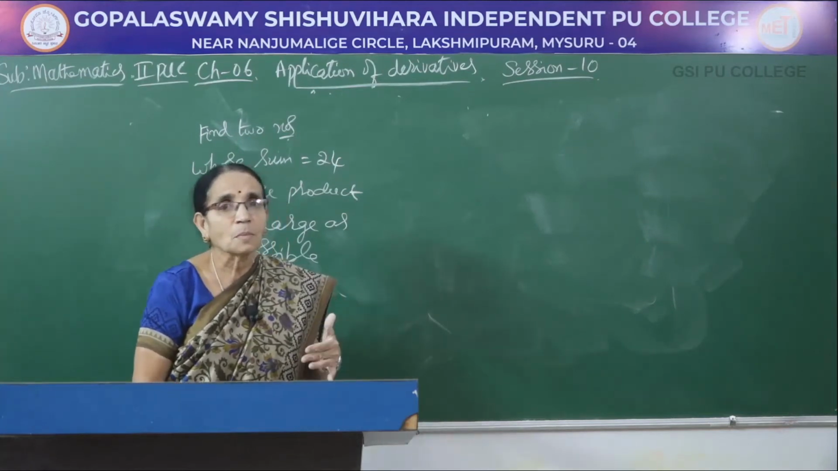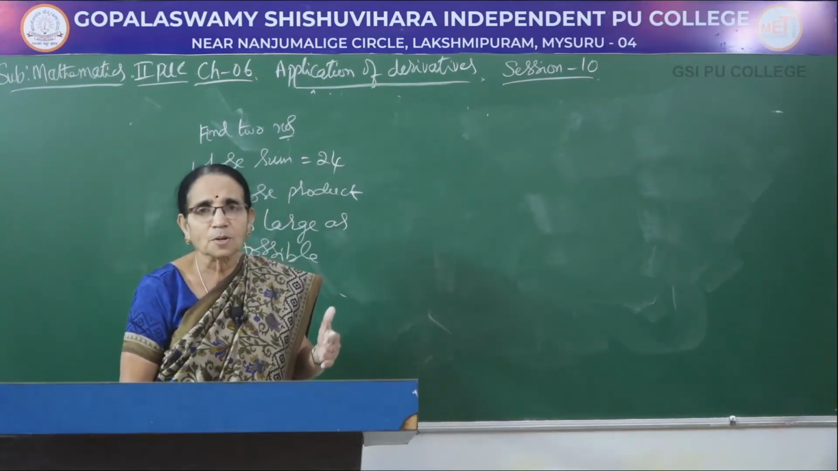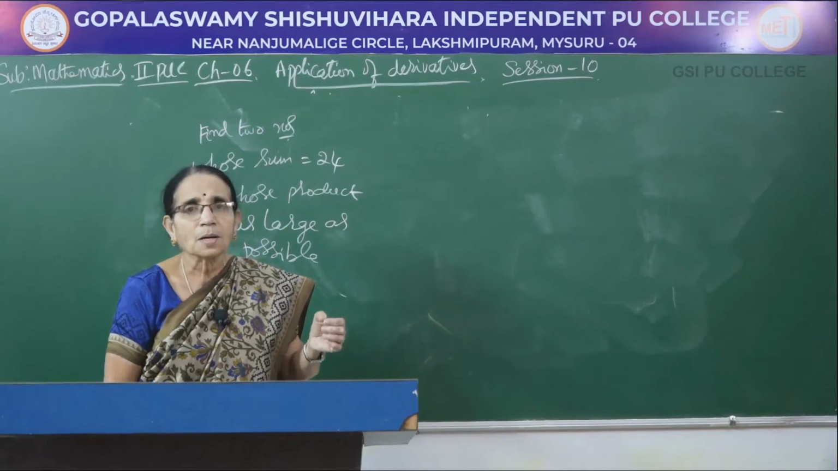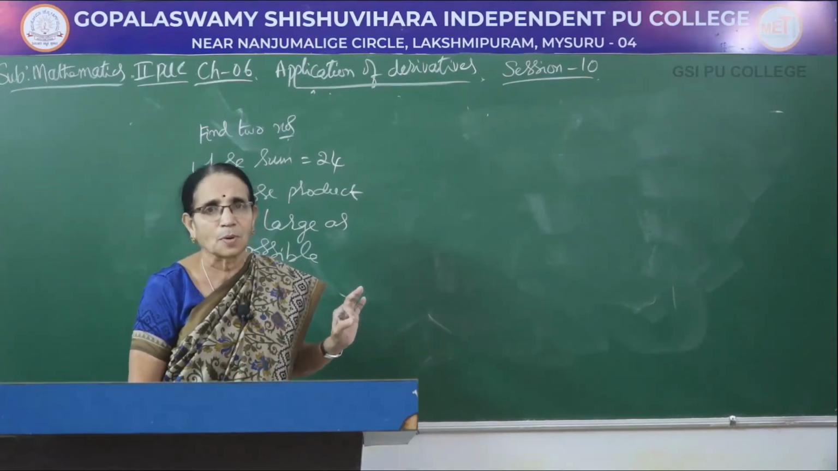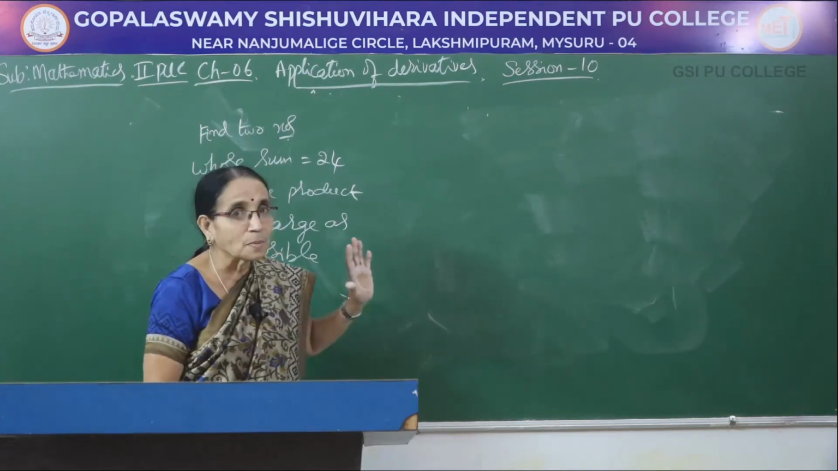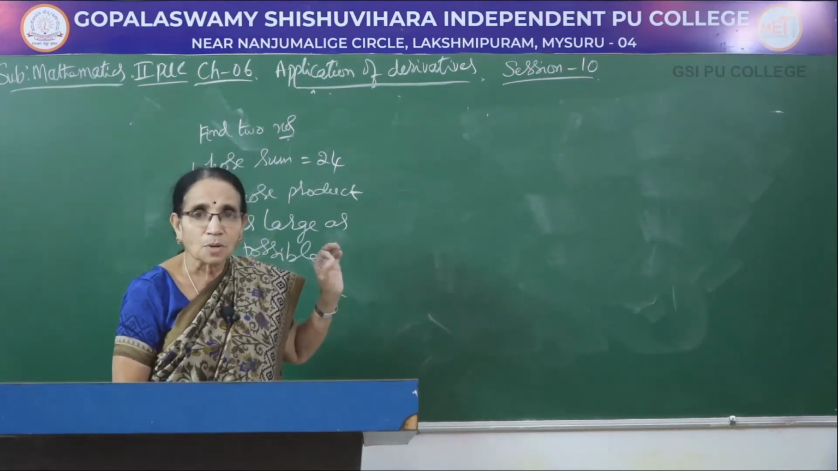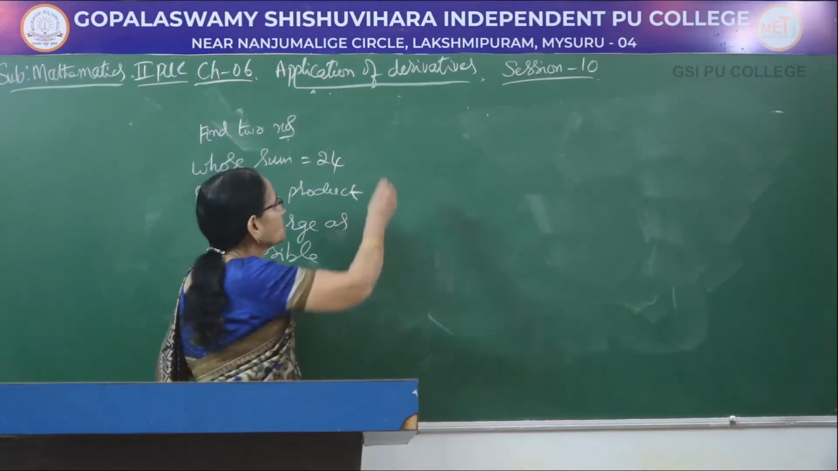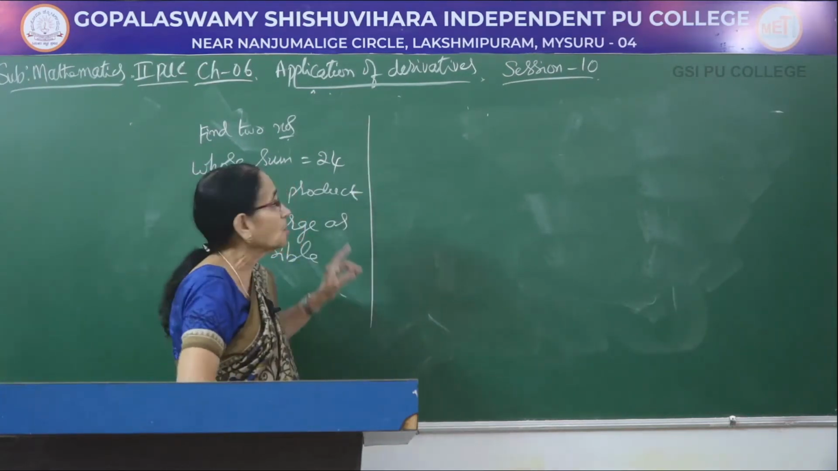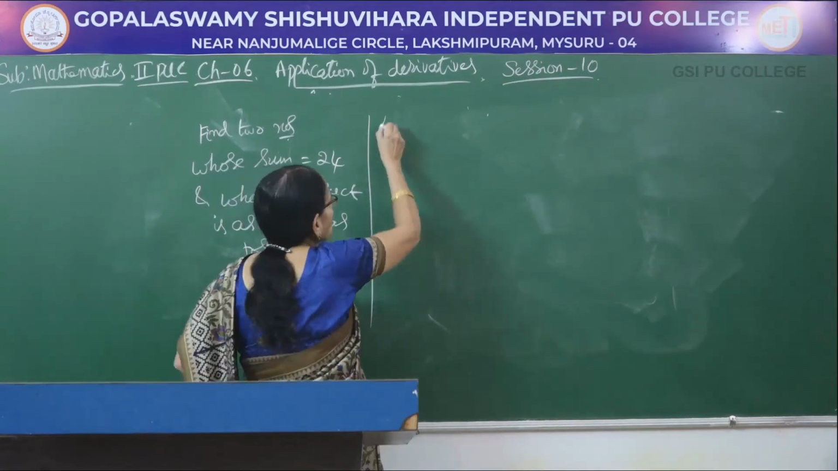Here I am not using the maximum word. As large as possible means the product attains a maximum value. That is the meaning of that one. So, sometimes it may not be very clear, vague. You have to read and understand the statement, what is given there. So, the sum of the two numbers is 24. You have to find the numbers. First, how do you write?